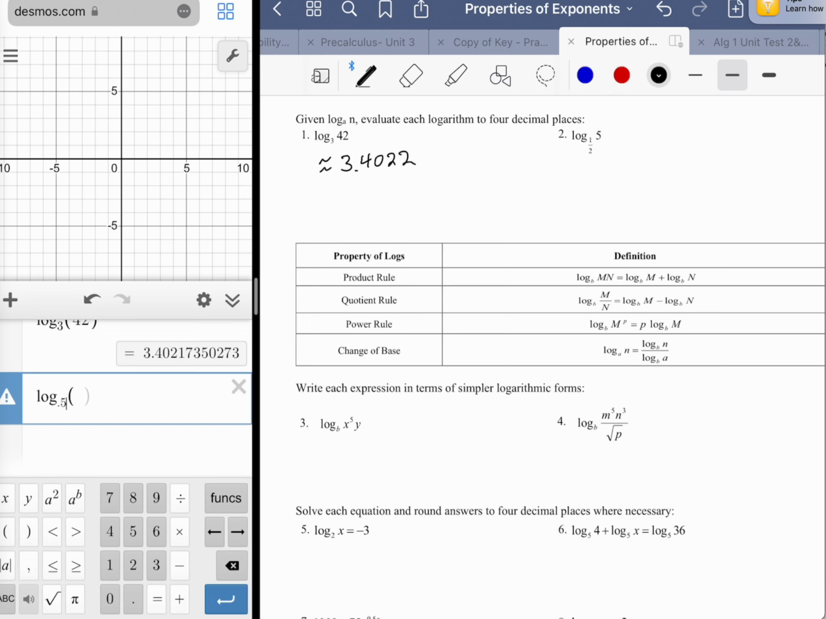So 0.5, I'll type that in as 0.5, and then a 5. Now this one, interesting result. So we get a negative result for a log, which is telling us that I can take that 1/2 and raise it to a negative power and still get a positive result.